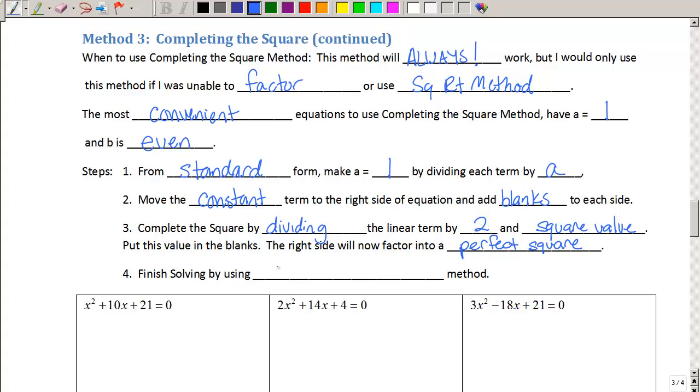Finish solving by using the square root method. So again, remember, this method will always work, but it is most convenient when a is 1 and b is even. Let's try a few examples.